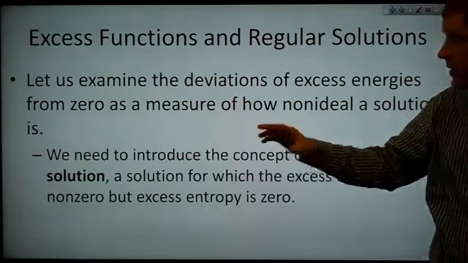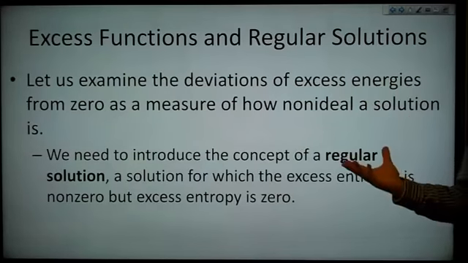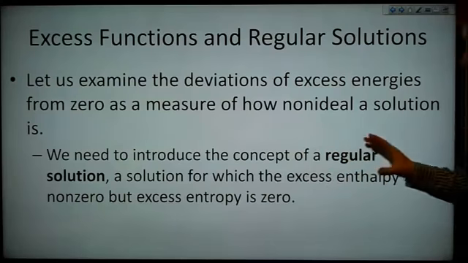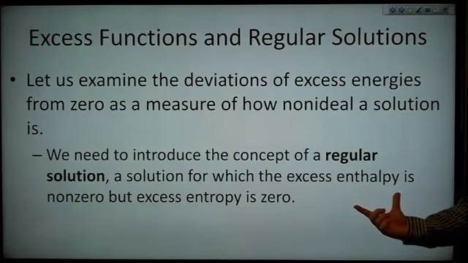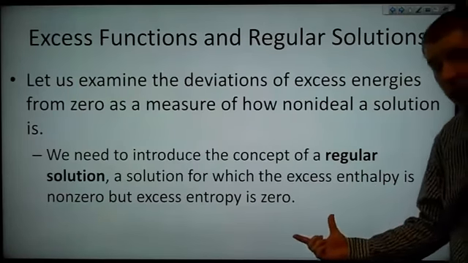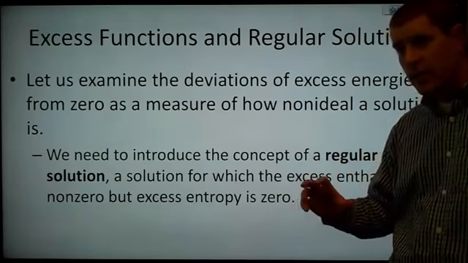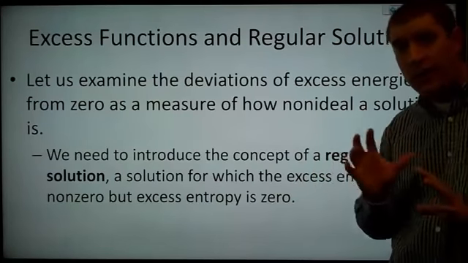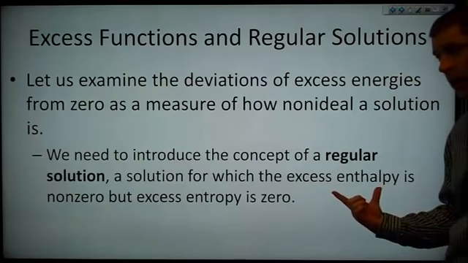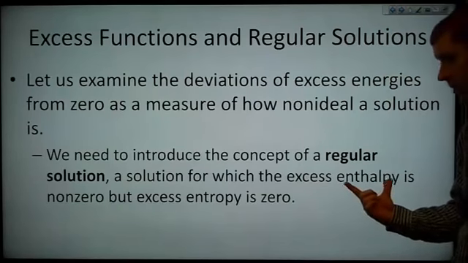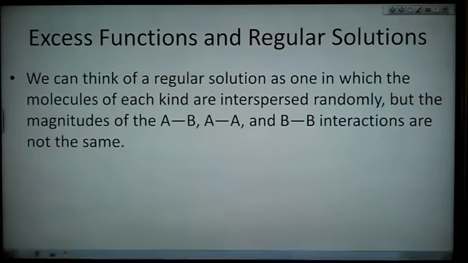So, now let us examine the deviations of excess energies from zero as a measure of how non-ideal a solution is. So we need to now introduce our concept of a regular solution, a solution for which the excess enthalpy is non-zero, but excess entropy is zero. So the entropy of mixing is exactly what the ideal entropy of mixing would be, but the enthalpy of mixing is non-zero, because we expected it to be zero. So that's what we mean by a regular solution.